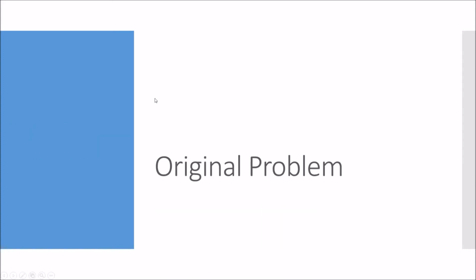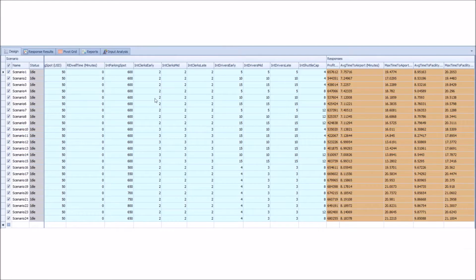Now talking about the original problem stated by the project, in order to comply in all cases with the maximum traveling times of 15 and 20 minutes, we found that we need a lot of drivers and clerks. For example, in this case right here, with a maximum traveling time from the facility to the airport of 13.6, we find that we need 10 drivers per shift and 3 clerks per shift in order to achieve it, with a shuttle capacity of 8. And the profit that we get out of this scenario is about 520,000.